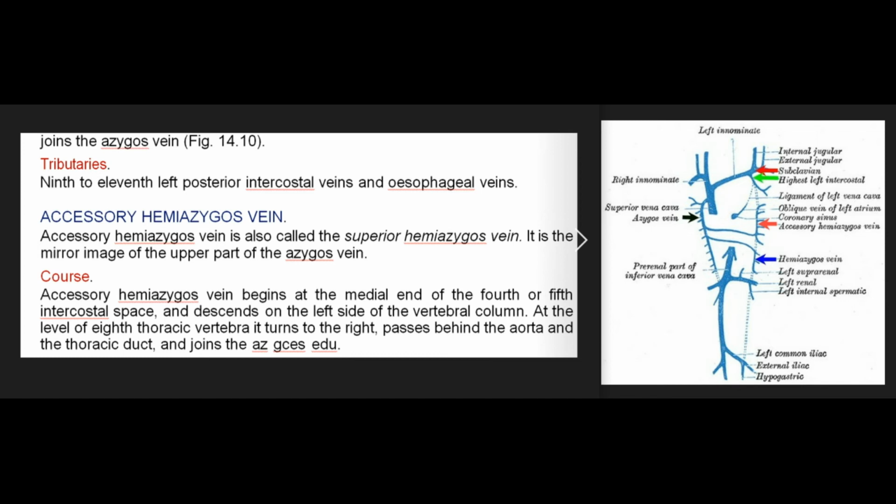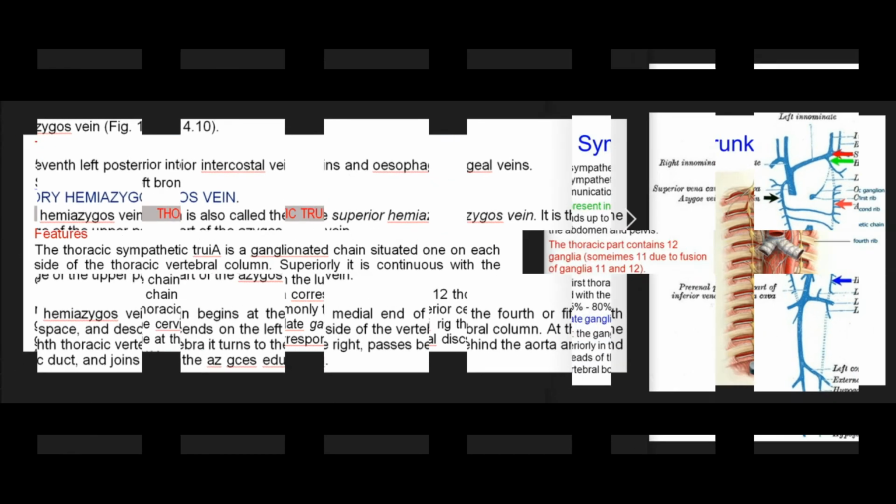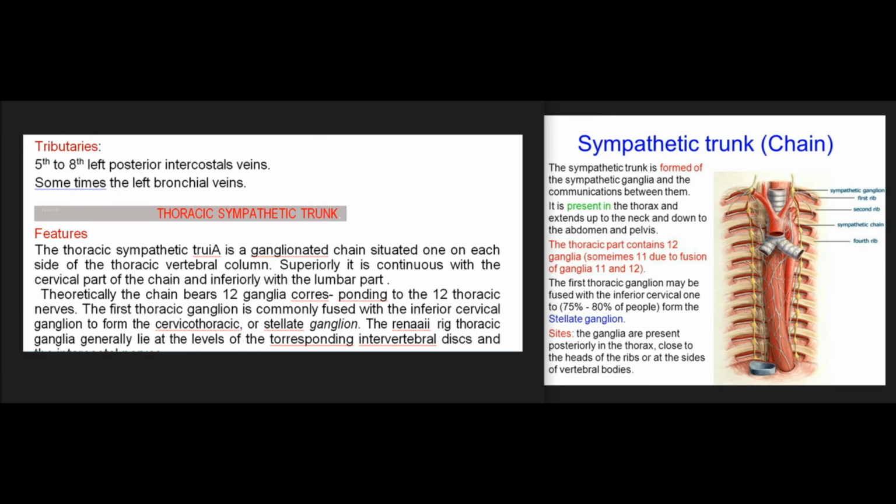Accessory hemiazygos vein. Accessory hemiazygos vein is also called the superior hemiazygos vein. It is the mirror image of the upper part of the azygos vein. Course: Accessory hemiazygos vein begins at the medial end of the 4th or 5th intercostal space, and descends on the left side of the vertebral column. At the level of the 8th thoracic vertebra it turns to the right, passes behind the aorta and the thoracic duct, and joins the azygos vein. Tributaries: 5th to 8th left posterior intercostal veins, sometimes the left bronchial veins.